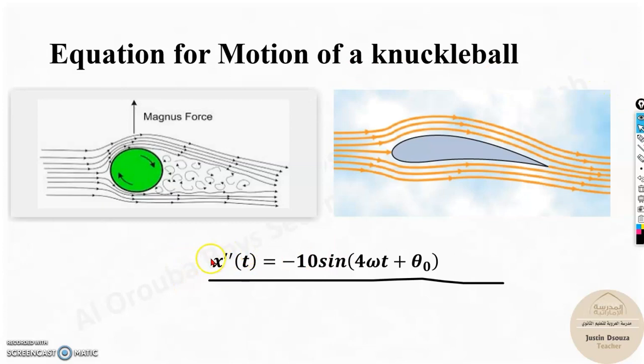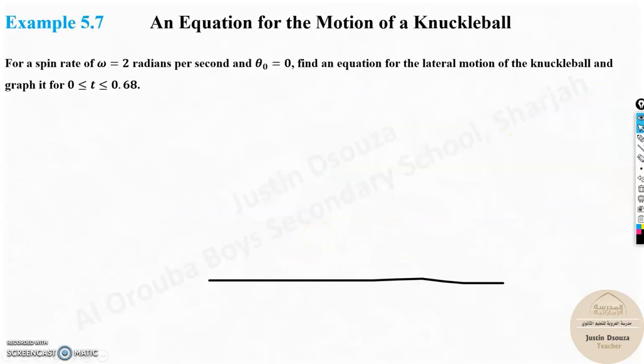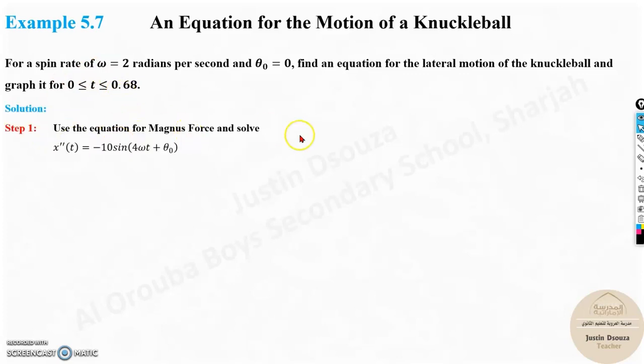The acceleration x double dash t is equal to negative 10 sine 4 omega t plus theta naught. We will see this in detail now in this problem. Over here, the spinning rate, that is the omega, is 2 radian per second, and theta naught is 0. Find the equation for the lateral motion of the knuckleball and graph it for time from 0 seconds to 0.68 seconds. Now, over here, we need to know this formula. This is the Magnus force equation.